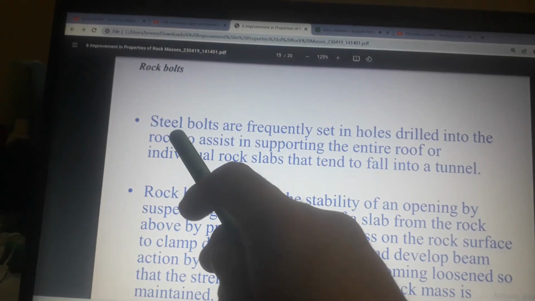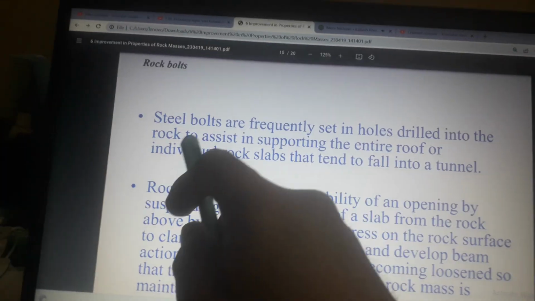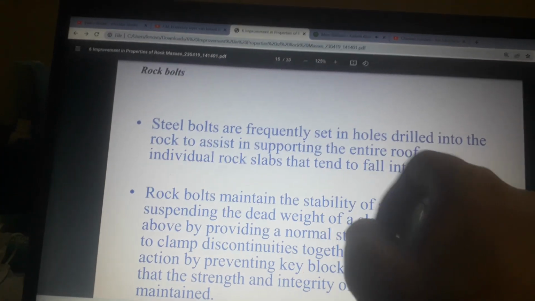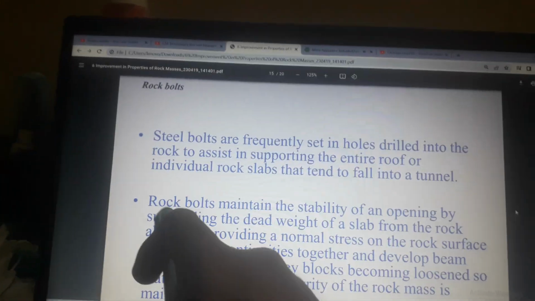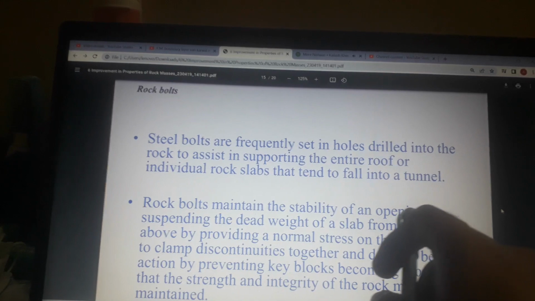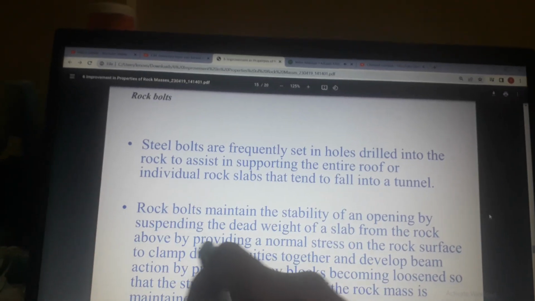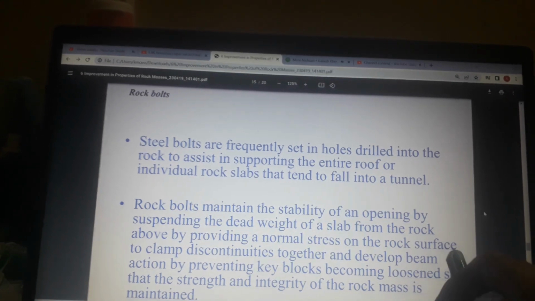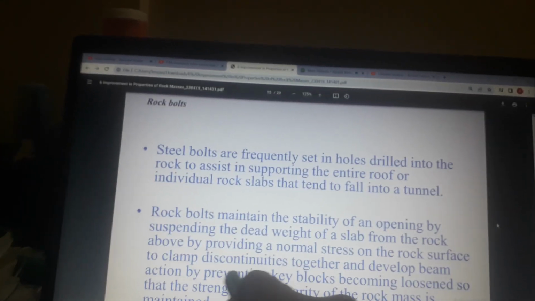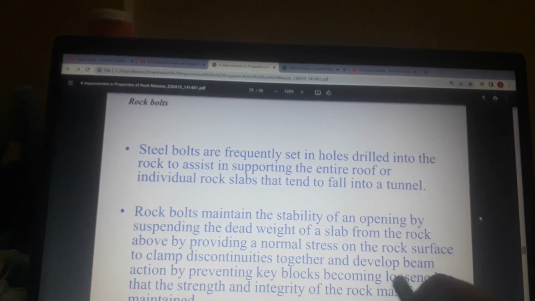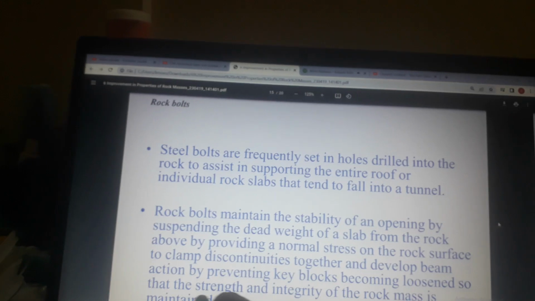Rock bolts. Steel bolts are frequently set in holes drilled into the rock to assist in supporting the entire roof or individual rock slabs that tend to fall into a tunnel. Rock bolts maintain the stability of an opening by suspending the dead weight of a slab from the rock above, by providing enormous stress on the rock surface to clamp discontinuities together and develop beam action, and by preventing key blocks from becoming loosened, so that the strength and integrity of the rock mass is maintained.